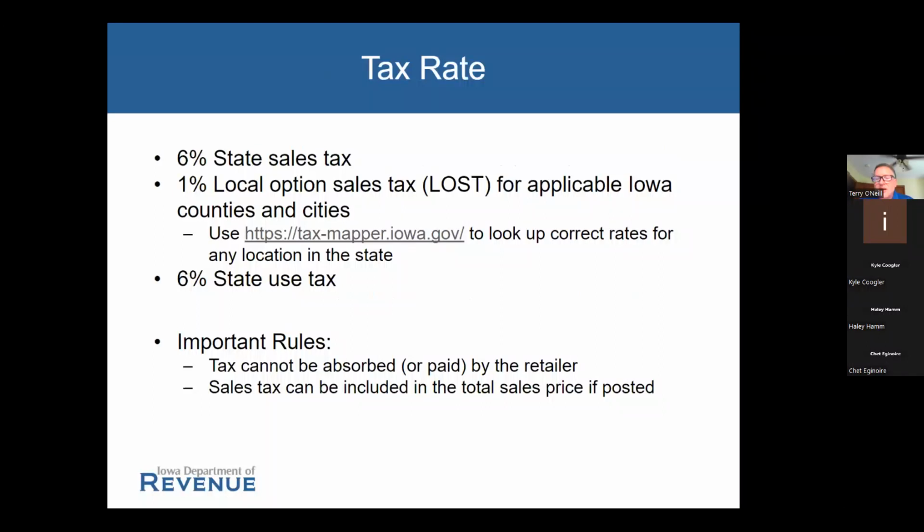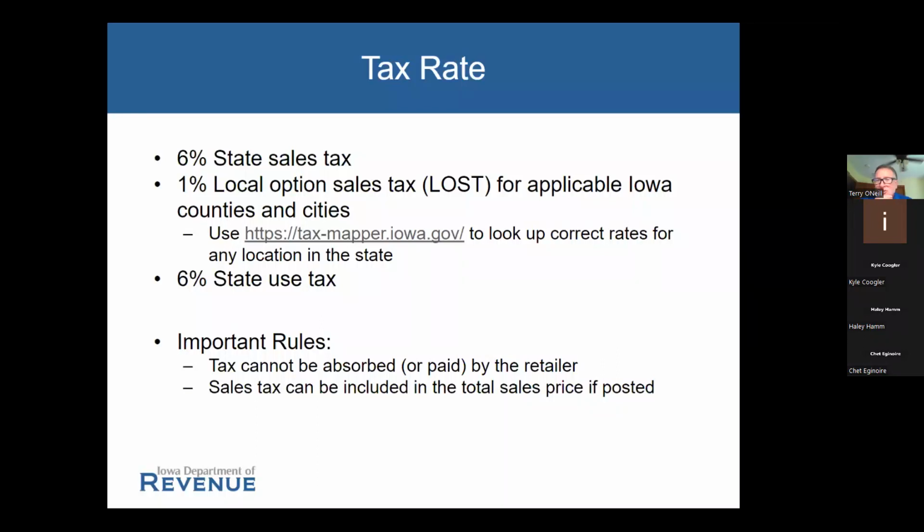Tax rates. A couple of things here. I just want to touch base on the tax rate to make sure everyone is on the same page. The state sales tax rate is 6%. There is also, in many areas of the state of Iowa, a 1% local option sales tax.